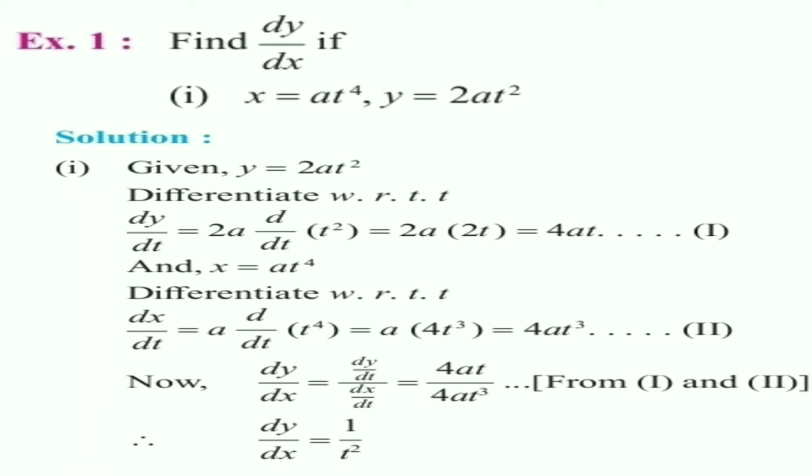Now, dy by dx equal to dy by dt upon dx upon dt. From 1 and 2 we get this is equal to 4at upon 4at cube. Now, the final answer is dy by dx equal to 1 upon t square.